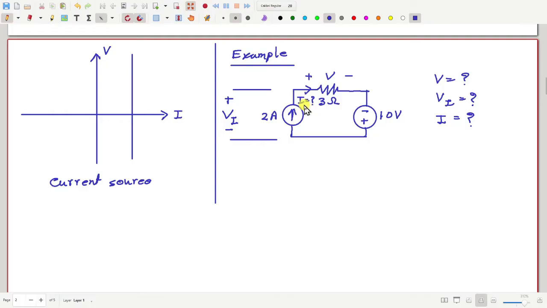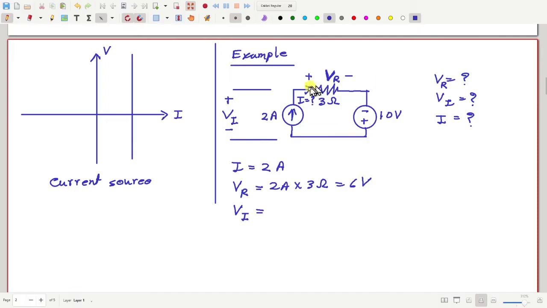So the current I will definitely be equal to 2 ampere because the current source will definitely pass 2 ampere current through it. So I will be 2 ampere, and if so, then call this VR, voltage across the resistor. Then VR will be 2 multiplied by 3, 6. So 2 ampere multiplied by 3 ohm, that is 6 volt. And how much will be VI?